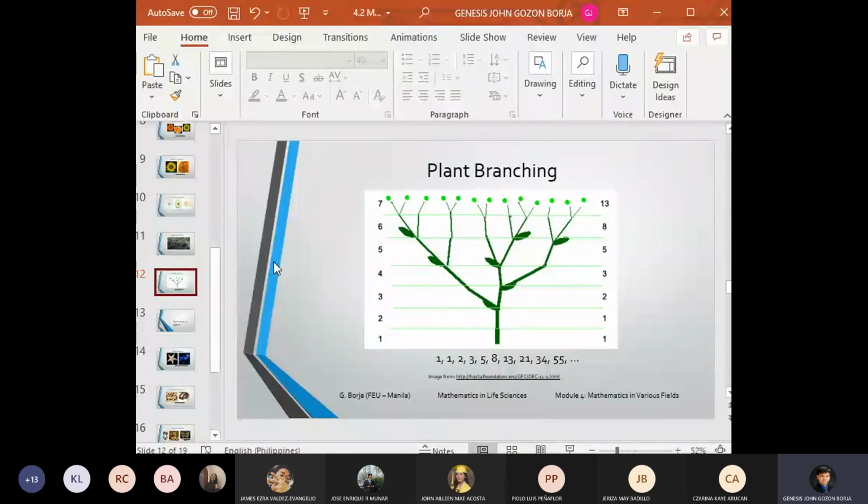Okay? Pero siguro ang interesting dyan, yung Fibonacci sequence ay inaral ni Leonardo of Pisa or Leonardo Fibonacci to study the reproduction of the rabbits. Kaya lang naman nabuo yung Fibonacci sequence kasi inaral niya kung gaano karaming rabbits yung maipapanganak, given that you have an initial pair of rabbits, and then those rabbits will be reproducing every month starting at the 3rd month.